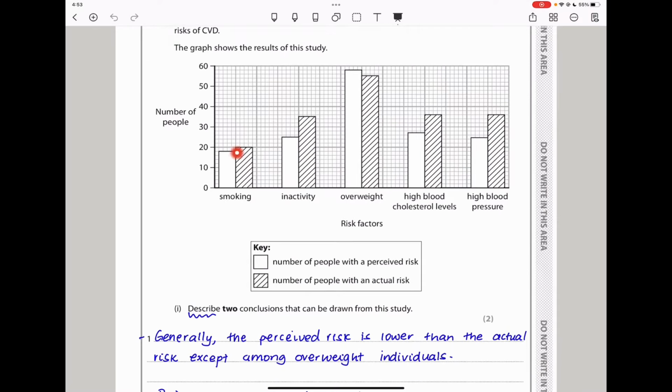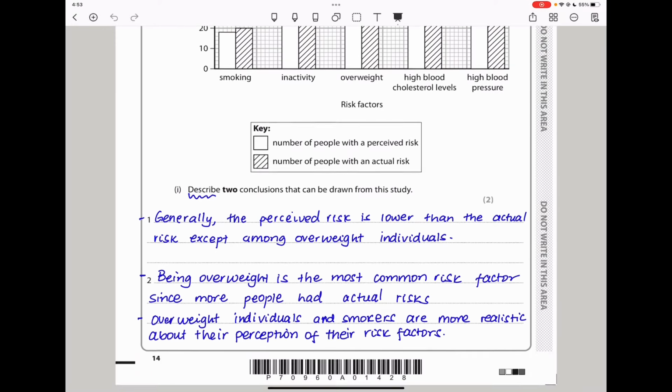You can see here, the difference between the perceived and their actual risk is lower here as well as here. That is because smokers are more aware and the overweight people are more aware of the potential risks that they face, while people who are inactive, people who have high blood cholesterol, and people who have high blood pressure may not be that much aware of the risks that they have.